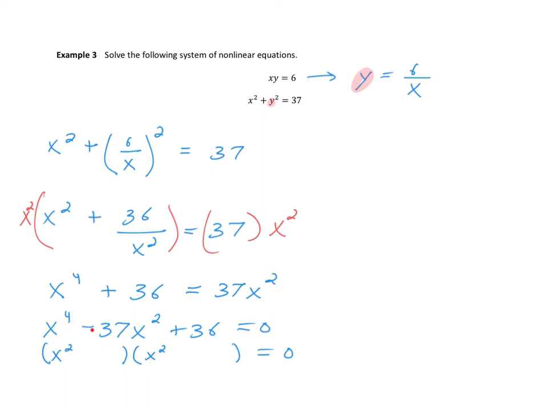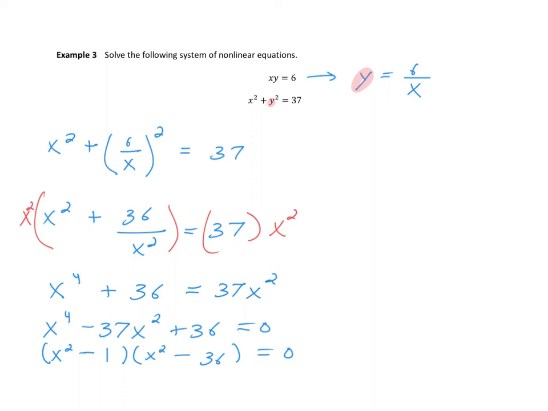I have a negative here and a positive here, which means I have to have two negatives, because a negative times a negative is a positive, but if I add two negative values, it will stay negative. I need two numbers that multiply to a positive 36, yet add to a negative 37. I think that's going to be a negative 1 and a negative 36. The product is positive 36, and if I add those together, I get negative 37. This is perfect. I can now take both of these equations and set them equal to 0 and solve for x.